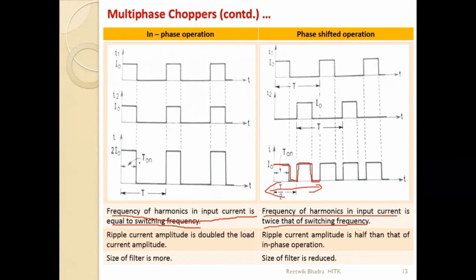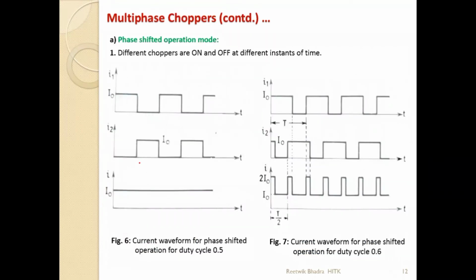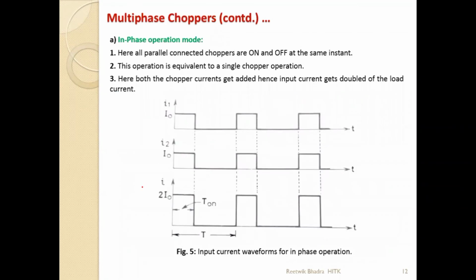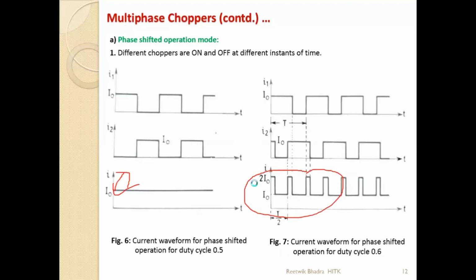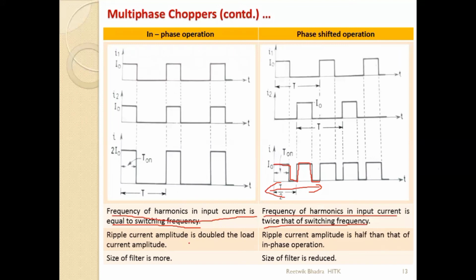Now, current amplitude: if you can't understand from this figure, you can easily understand it from this figure. Current amplitude can vary between I naught and twice I naught, right? But over here, current amplitude will always be twice I naught. You can't vary it. That is what my second point says.